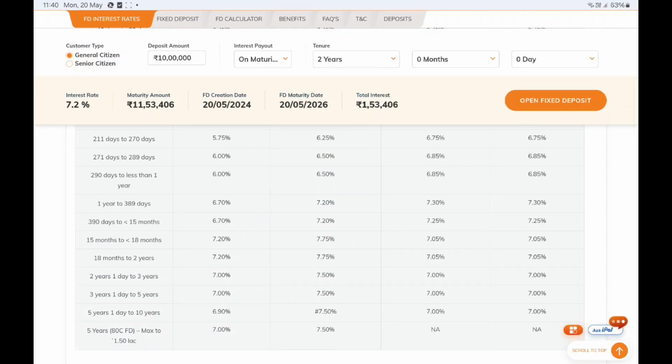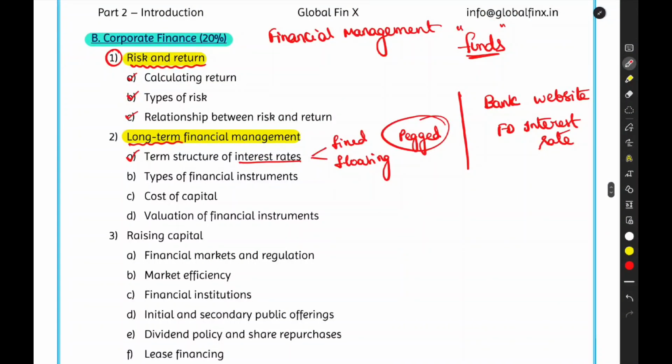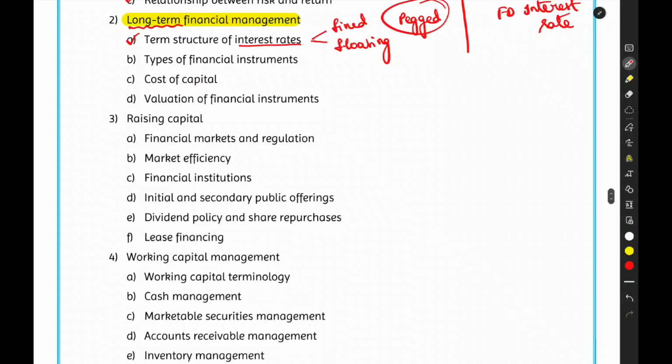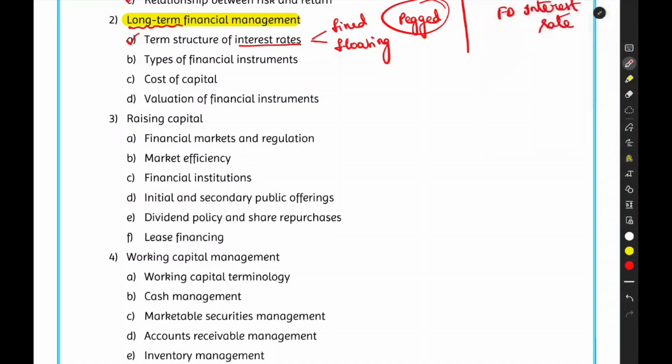So the interest rates would be different for different periods. Why does that happen? We are going to discuss it in the lectures. If I talk about everything here, the index lecture itself will go into 5-6 hours, so I'm not going to talk more about that. We are going to talk about the term structure of interest rates.